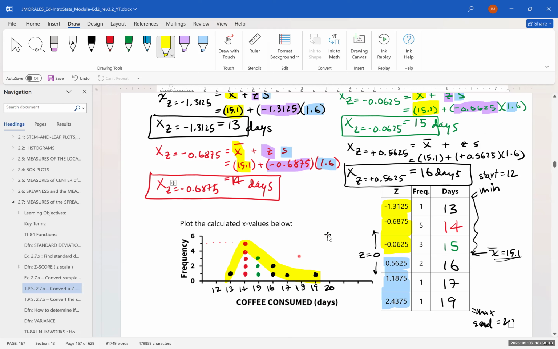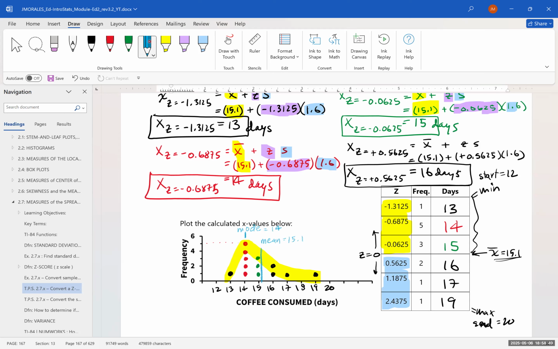Now let's take a moment here to reflect back on our previous section. We did measures of center. Okay, so 15.1, that was our sample mean, right? And our mode is going to be right here. Remember, the mode is the value that occurs with the highest frequency. And so our mode is 14.